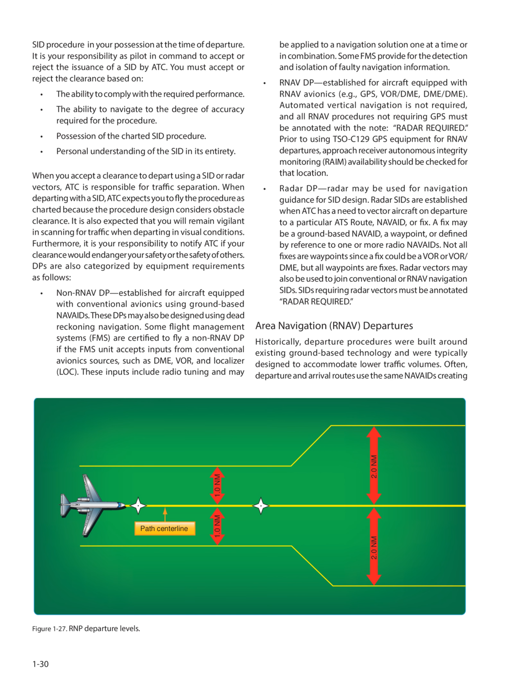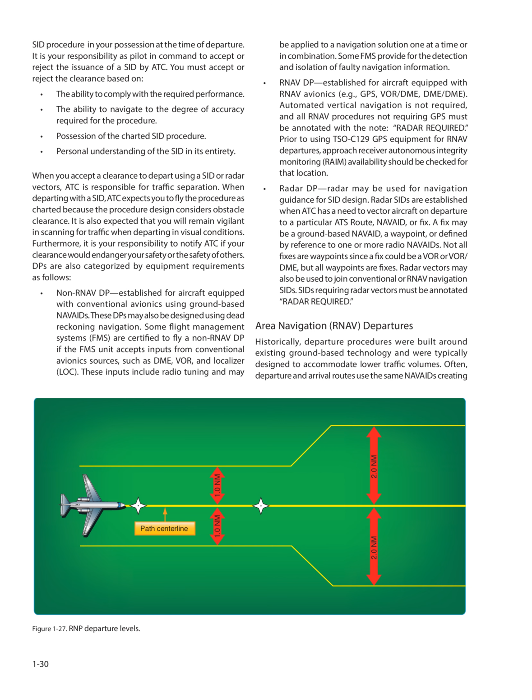Non-RNAV DP: established for aircraft equipped with conventional avionics using ground-based navaids. These DPs may also be designed using dead reckoning navigation. Some flight management systems, FMS, are certified to fly a non-RNAV DP if the FMS unit accepts inputs from conventional avionics sources, such as DME, VOR, and localizer, LOC. These inputs include radio tuning and may be applied to a navigation solution one at a time or in combination. Some FMS provide for the detection and isolation of faulty navigation information.